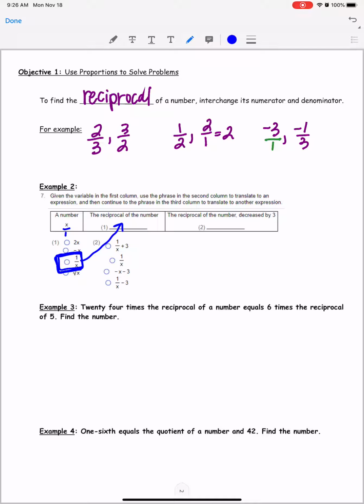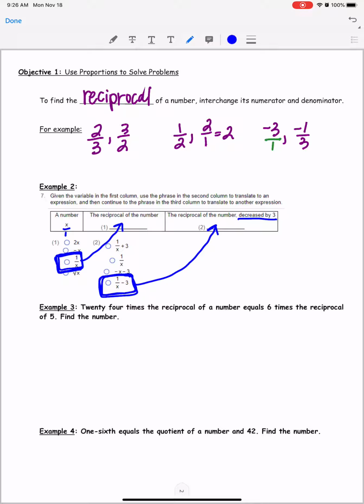And then I need the reciprocal of a number. Well, my reciprocal of a number is 1 over x. So then I'm just looking for this decreased by 3. So there's my reciprocal of a number decreased by 3. Okay, so that's going to be a MyMathLab question.